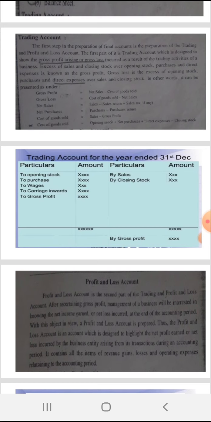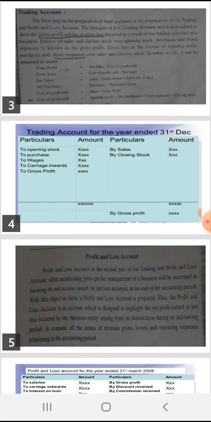On the debit side, it will be mentioned as to opening stock, to purchases, to wages, to carriage inward, whatever the company has incurred, and on the credit side, sales and closing stock will be mentioned. The answer of trading account will be in either gross profit or gross loss. If the credit side increases, then the answer will be in gross profit, and if the debit side increases, the answer will be in gross loss.